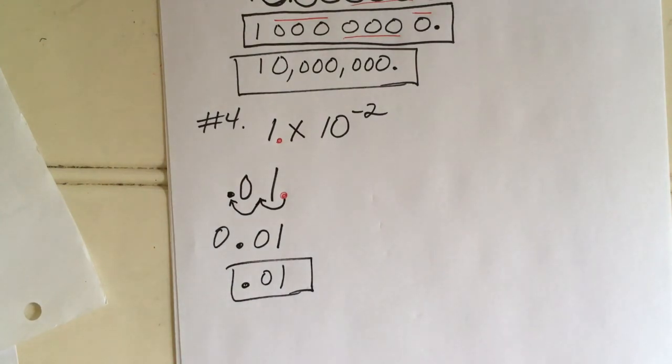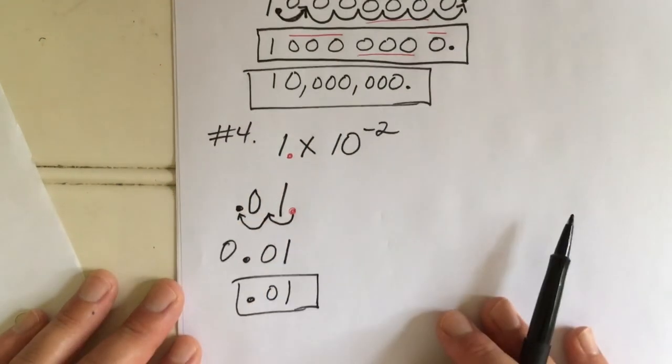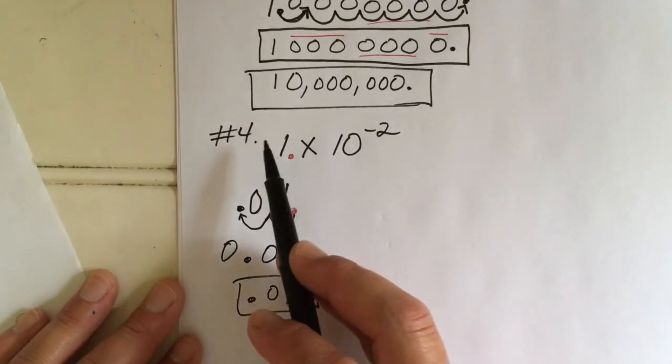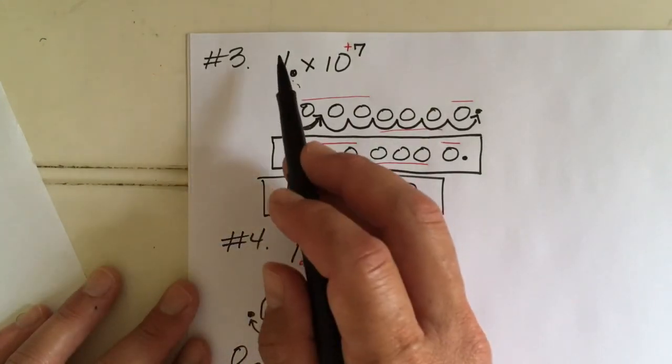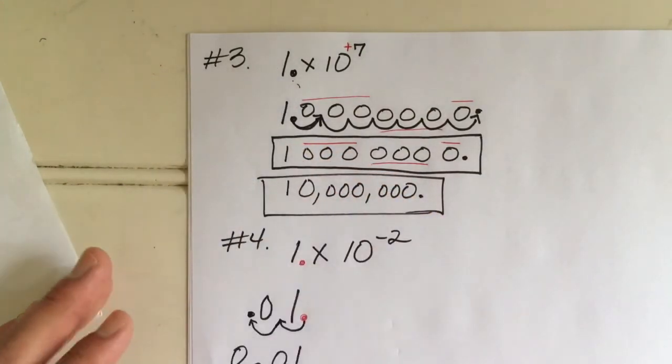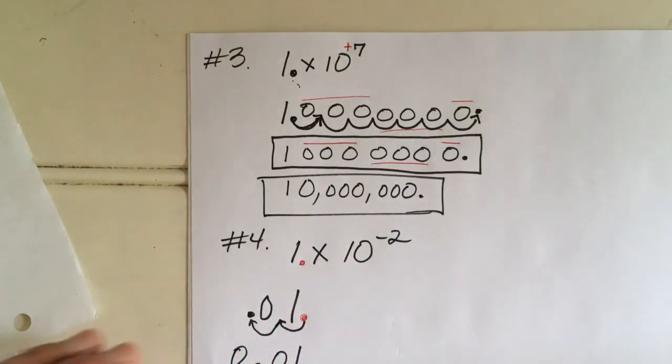So once again, these are both positive numbers, 0.01 and 10 million. If they were negative, they would have a negative sign here as well. So you would have two negative signs. And if this was negative, you'd have a negative sign here. All right, so good. Let's go to number 6.